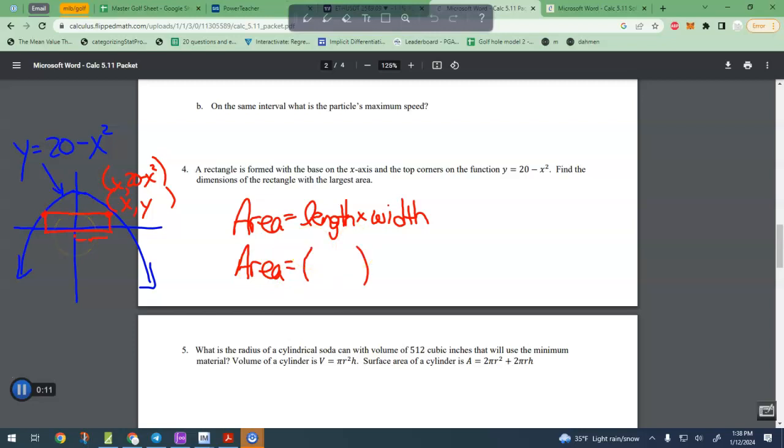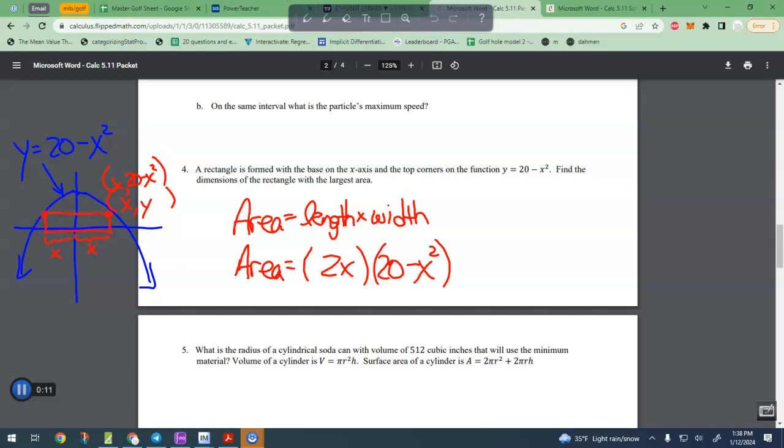So from here to here, it's x, because x gets you that far away. And then going the other way, that distance is also x. So all the way across the bottom, the length is 2x. Good so far? Okay. And then the height is this distance here, which is y. But we can't put a y in there because it'll be two variables, so we're going to put 20 minus x squared. And then that's the equation that I'm trying to work with.